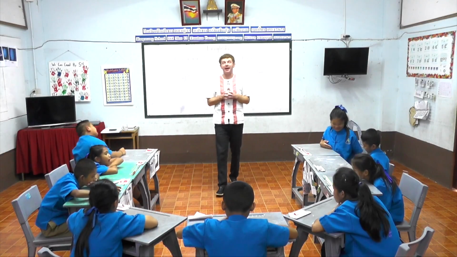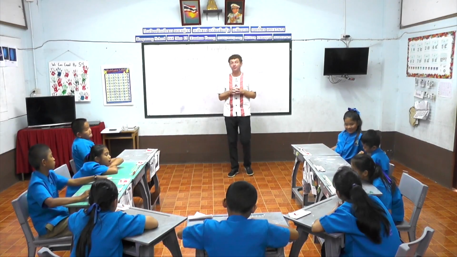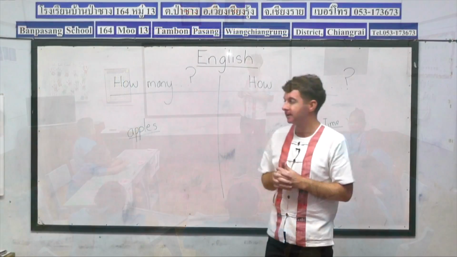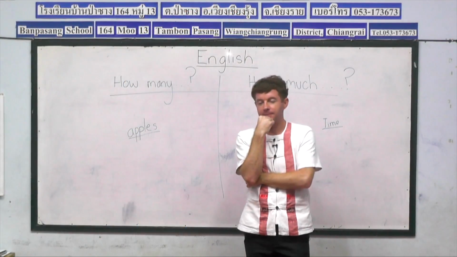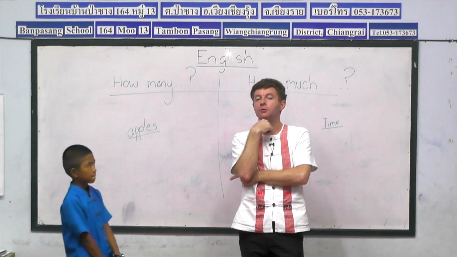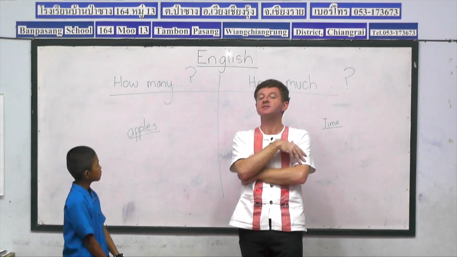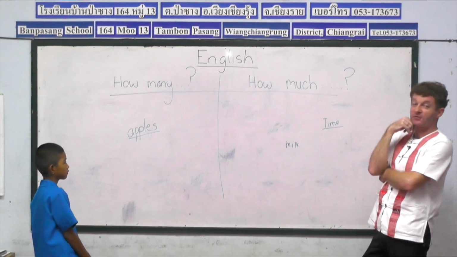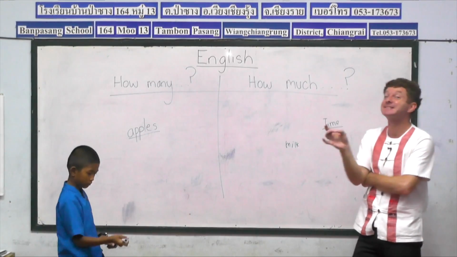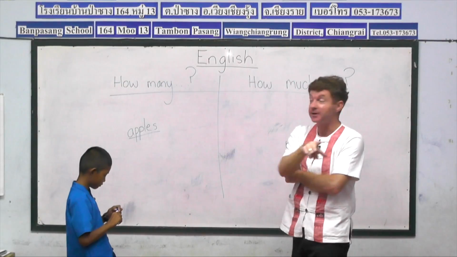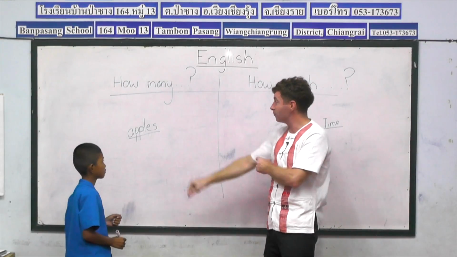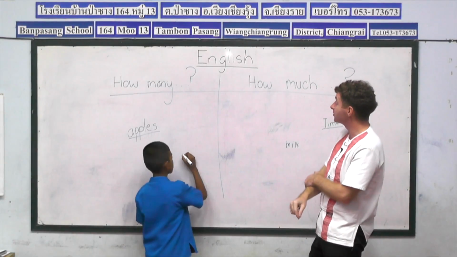And now the pen is with Pat. So Pat can come and join me at the front of class. Now let's see. I know, I'll ask about you guys. Students. Do we say how much students? Students are countable. So we use the phrase, how many? So Pat, can you write the word students on the board?